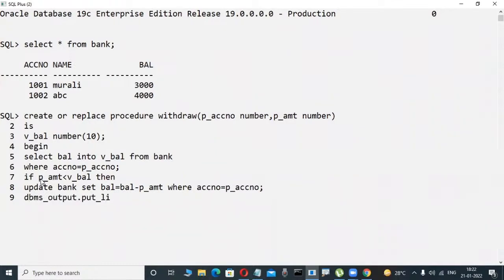Your transaction is successful. Don't worry about this one, just observe it here. Else, simple coding, some coding is there. And now check it out here. Else, insufficient funds.